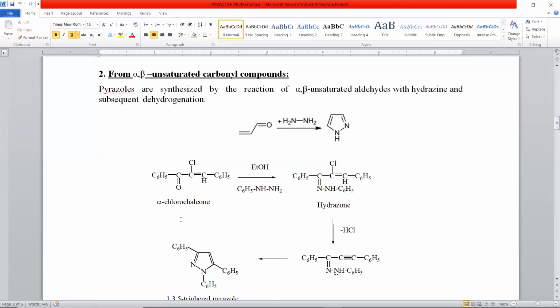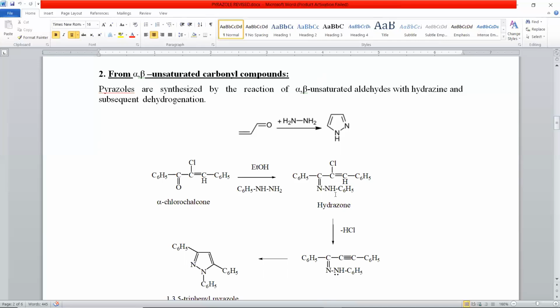So this is another example. This is an alpha beta unsaturated ketone. It is reacting with phenylhydrazine in ethanol. First the carbonyl group reacts with phenylhydrazine to form a hydrazone. Then this nitrogen atom will attack as a base at this carbon atom and ring closure will take place. So this nitrogen will attack this carbon atom.